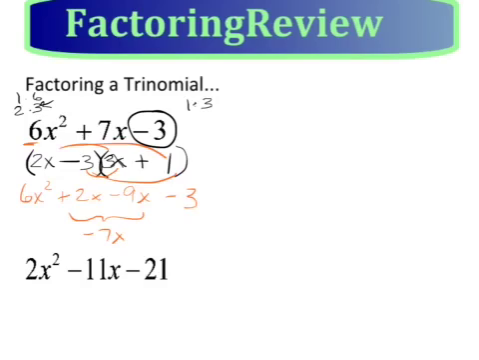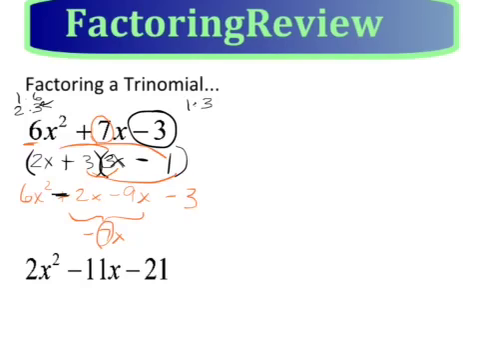Oh, I have the right number. I want a 7. I have a 7, but my sign is incorrect. So what that tells me is I need to change my signs. So I'm going to erase that minus 3 and that plus 1, and I'm going to replace them with a plus 3 and a minus 1.